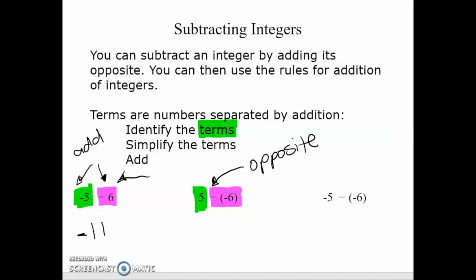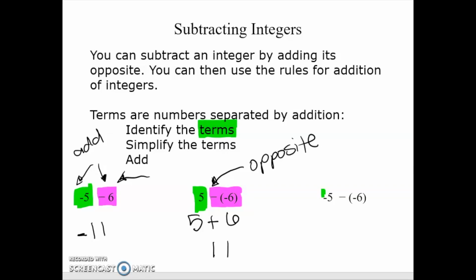A -6 would tell us to move to the left on the number line. Well, this subtraction sign tells us we'll do the opposite of that. So the opposite of a -6 would actually be a +6. So what I really have is a +5 and a +6, and I'm adding those two together, and I'm ending up at +11.